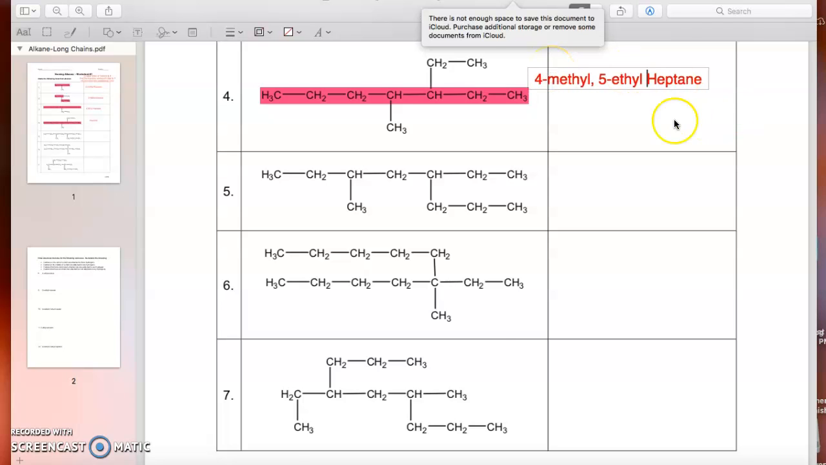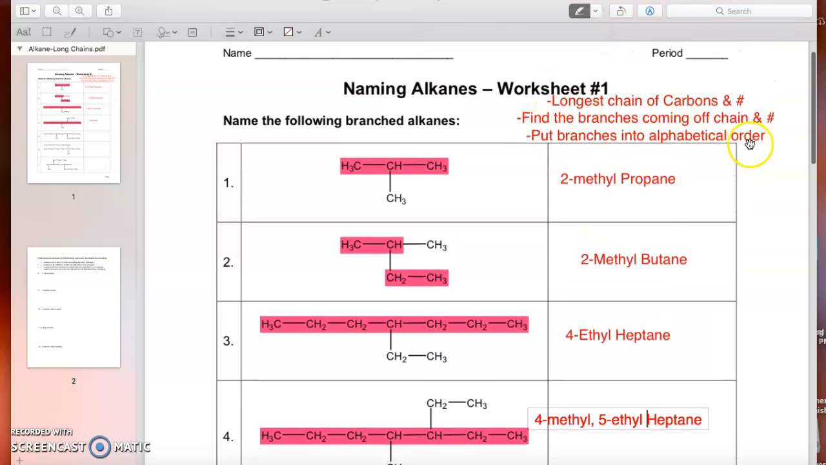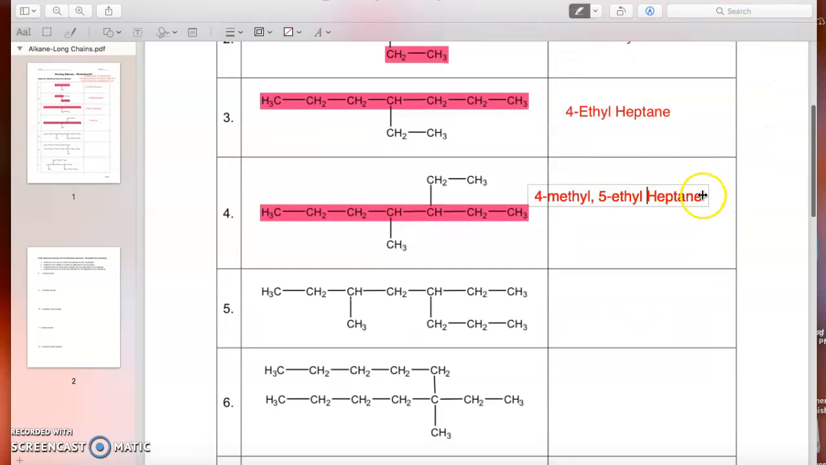Now, one of the rules was we need to put our branches into alphabetical order. Right now this is not in alphabetical order. So what we would actually want to do is write 5-ethyl 4-methyl heptane, because E comes before M in the alphabet.